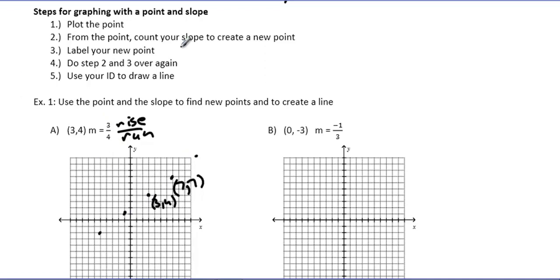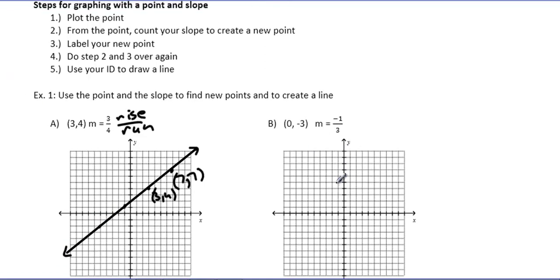Now let's draw in our line. Step 5 says you should be using a straightedge to do this. We want to make sure our line continues all the way through our graph. And we created a line using point and slope. Let's take a look at B now.